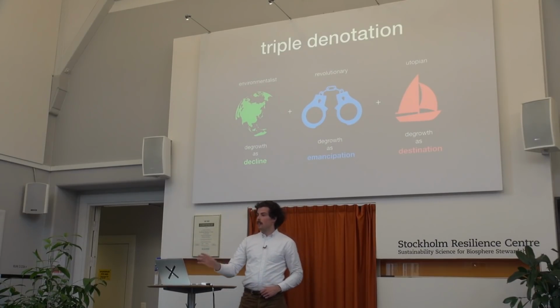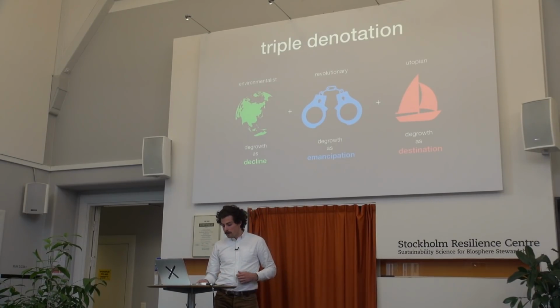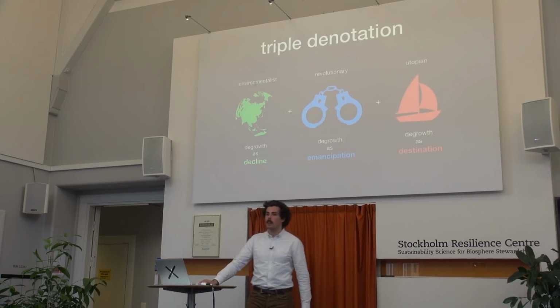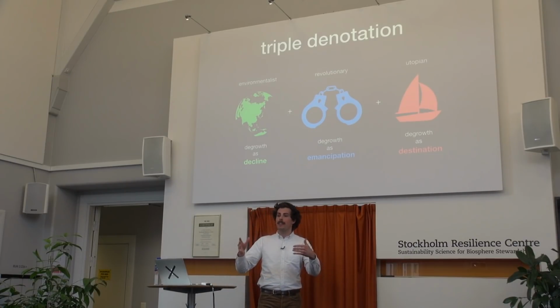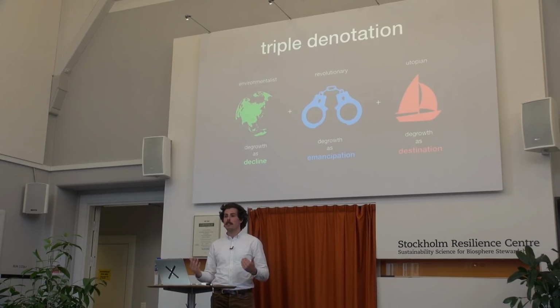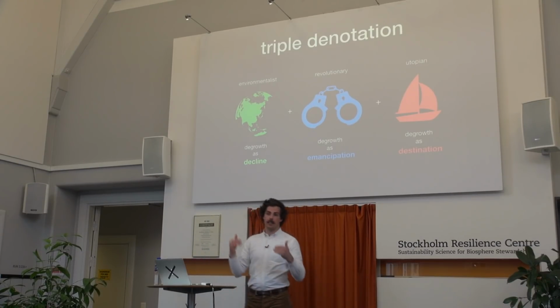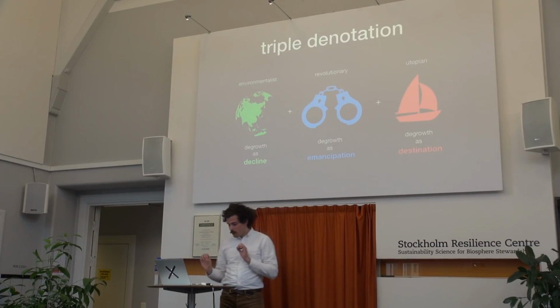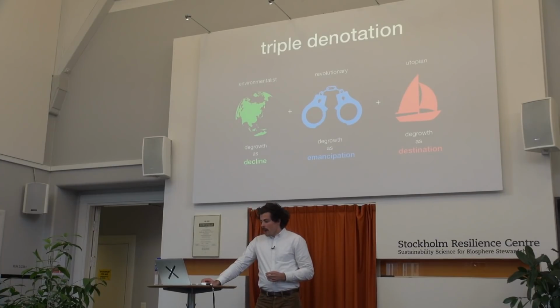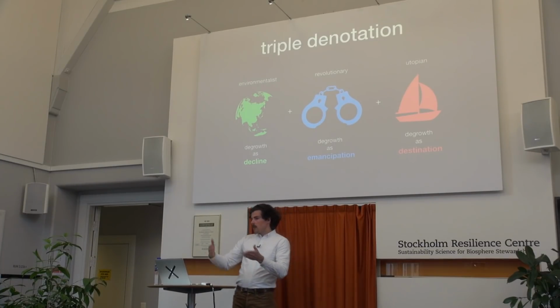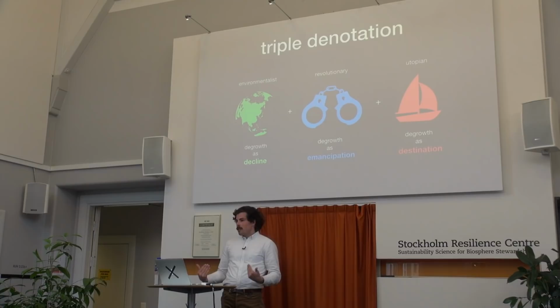So as I said, in the 70s, people were using it with only one denotation: degrowth as a synonym for decline. It makes sense. We know it. You cannot have infinite growth on a finite planet. So at some point, if you're beyond your carrying capacity, the carrying capacity of your environment, you just need less. Okay? This is fine. First denotation, environmental necessity.